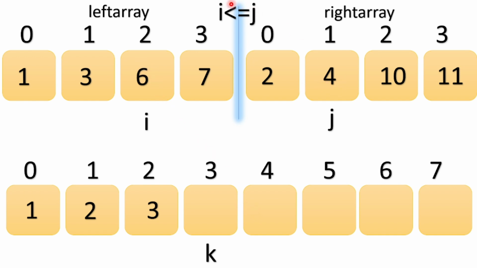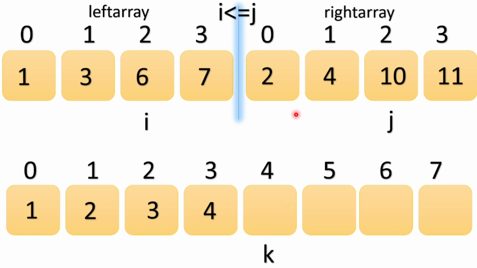So this condition is getting false. At that point, we are going to take the value which is present at j. It will be placed over here, and j and k are going to increment. So in short, what is happening is that whichever number is smaller is going to be placed over here. The number which is smaller is placed, and i and j are going to increment simultaneously, and also k is going to increment. That's the thing.